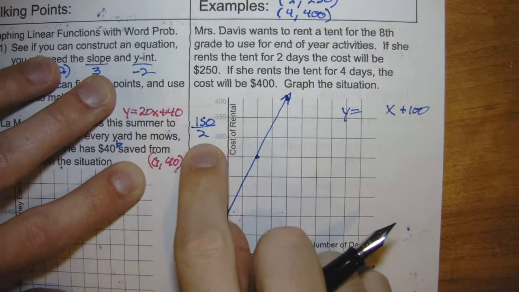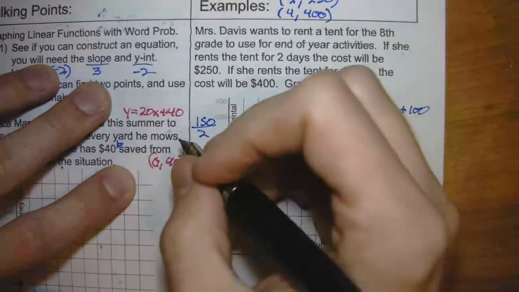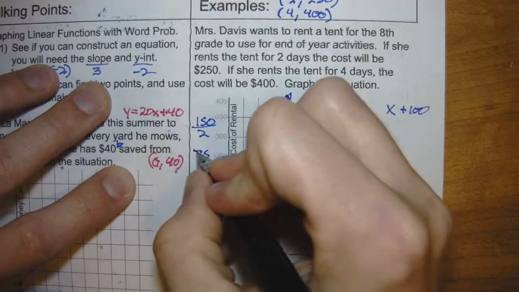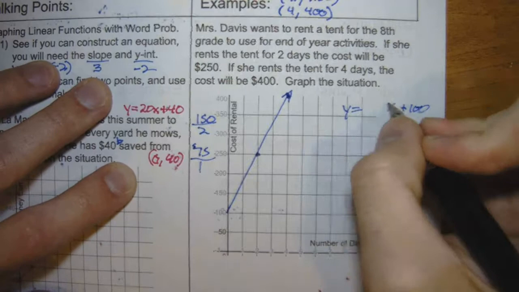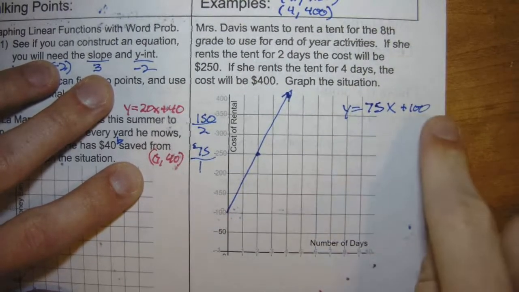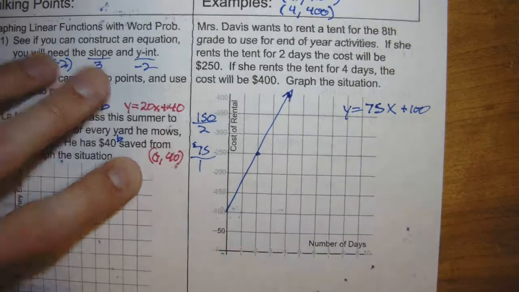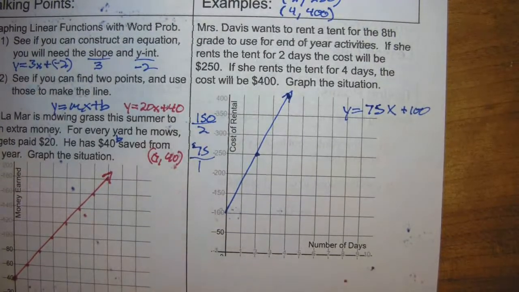But I don't know about you, 150 over 2 sounds sort of cumbersome. Let's divide that out. So if I took 150 and divided by 2, that's $75 for every 1 day. So we can write that in as our rate of change. We could write it in as just simply 75. So it looks like $100 up front and then $75 a day thereafter for us to rent the tent in this particular situation. Right?